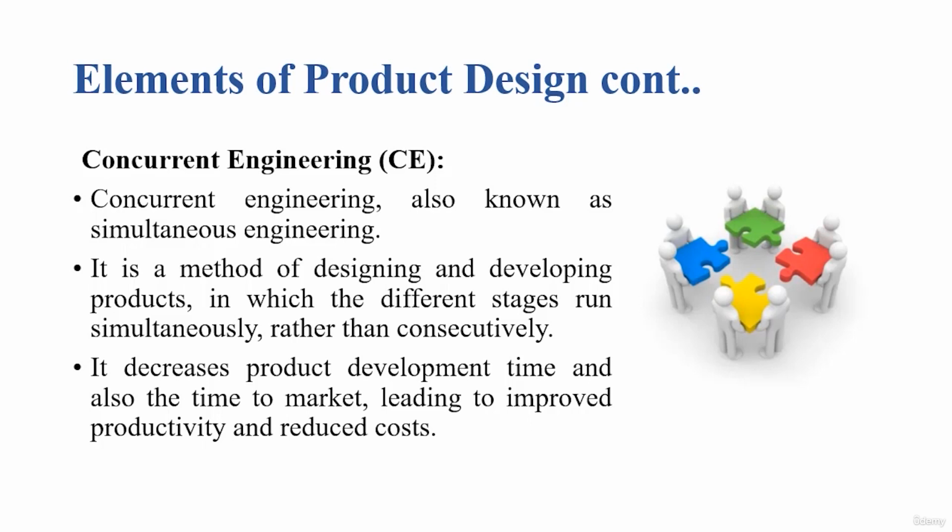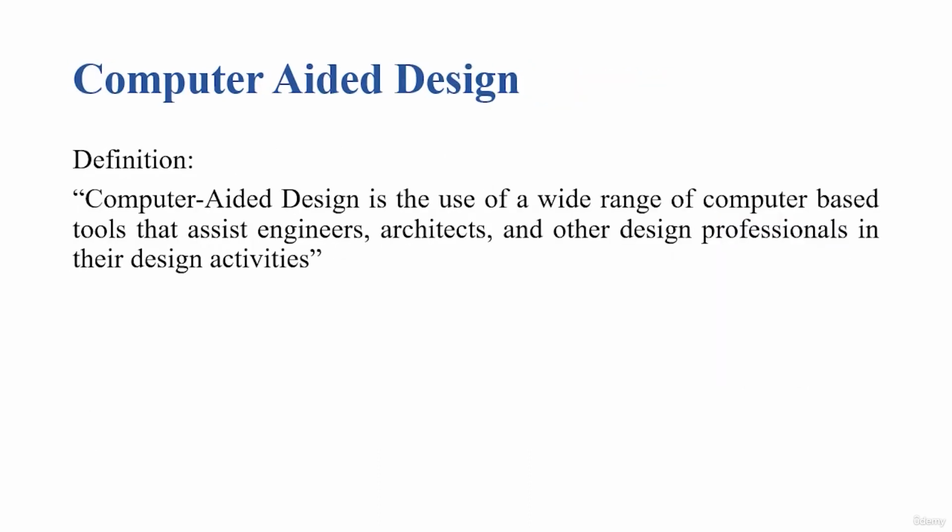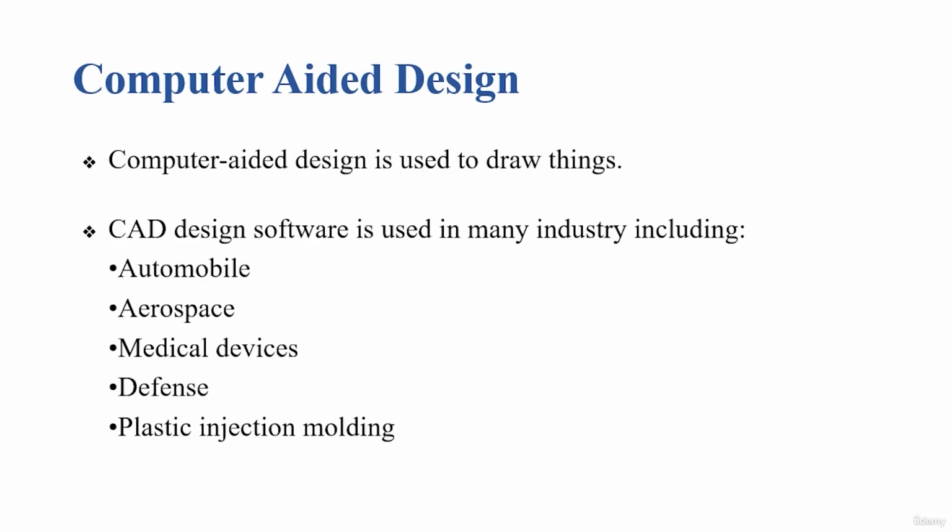By using these elements, we can increase productivity, improve the quality of the product, create a better design, and also avoid failures while creating the design. Among these elements, computer aided design is one of the important ones. So let's see computer aided design. We can define it as the tools that assist engineers, architects and other design professionals in their design activities. This is software in which all the tools are available to create the 3D product, 2D drafting, etc. Computer aided design is basically used for drawing things.